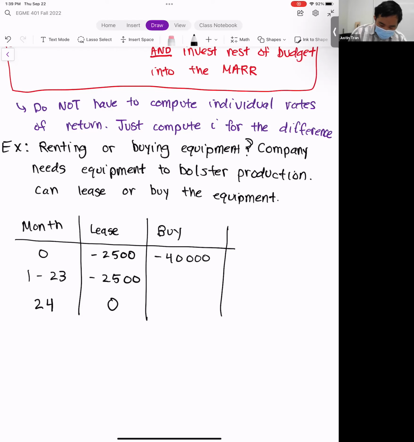Okay. The alternative is just to straight up buy that equipment. Buying the equipment will cost $40,000 upfront, so much larger. But there are going to be no additional costs associated with this. So in months 1 through 23, we're going to have $0 because we bought the equipment. We own it. And then we'll say that at the end of the 24th month, since we're done using that equipment, we're going to salvage the parts. So we're going to get some of the money back just by selling it. We're going to say that we get $6,000 back by selling the equipment in month 24.